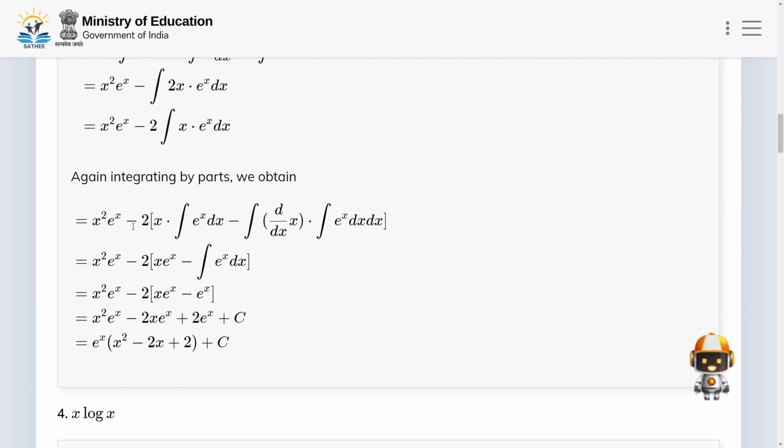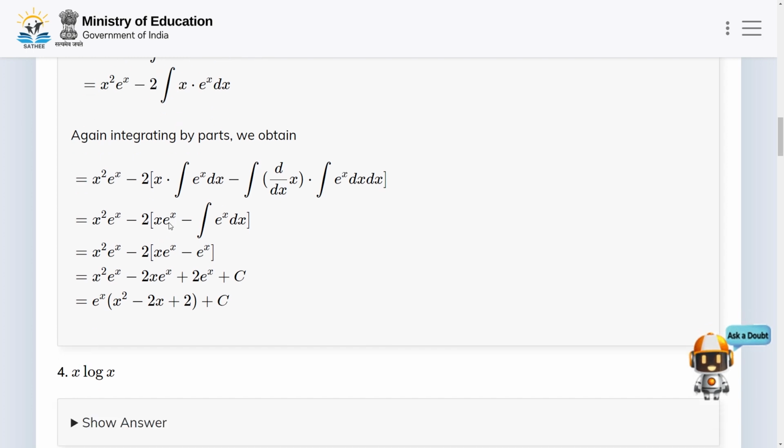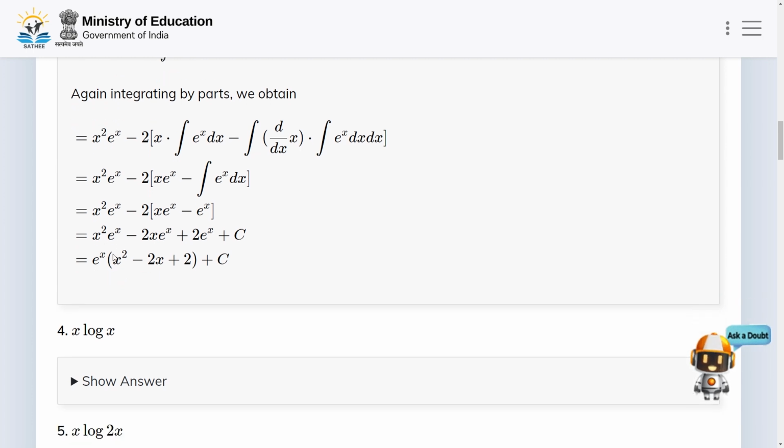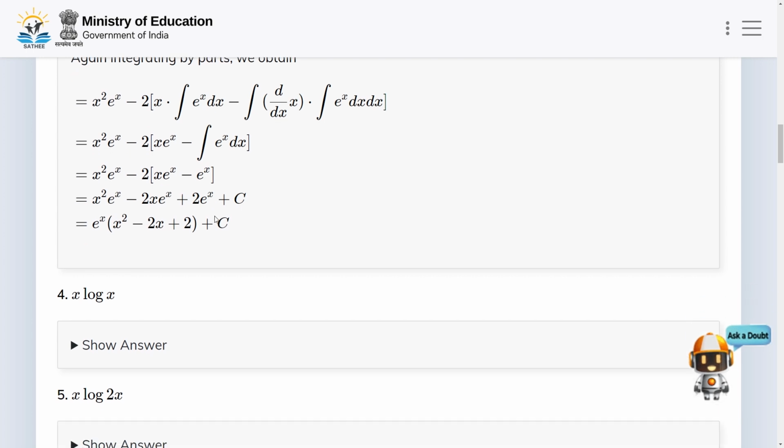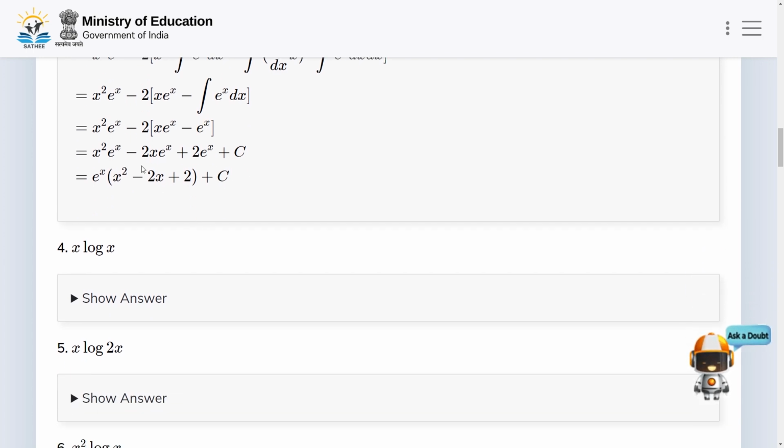What you can get is x square multiplied with e^x minus 2 times: first function as it is, times the integration of the second, minus the integration of the derivative of the first times the integration of the second. You get x multiplied with e^x minus 1 multiplied with e^x, so this will be just the integration of e^x. You get x e^x minus e^x. Now multiply with minus 2 inside. What you get is x square e^x minus 2x e^x plus 2e^x plus some constant. So the final answer: take e^x common, you get e^x multiplied with (x square minus 2x plus 2) plus some constant.